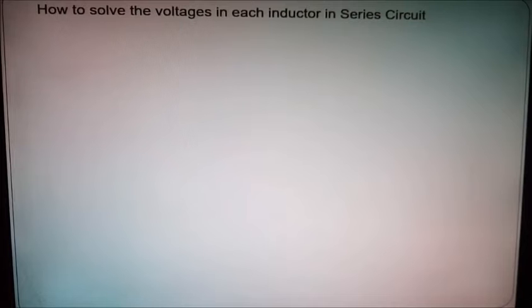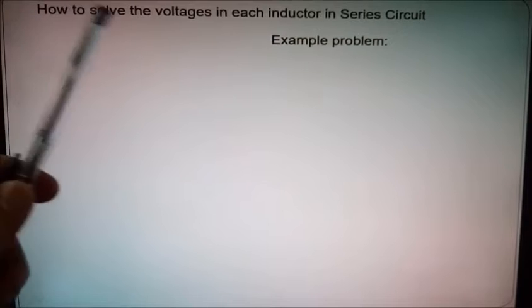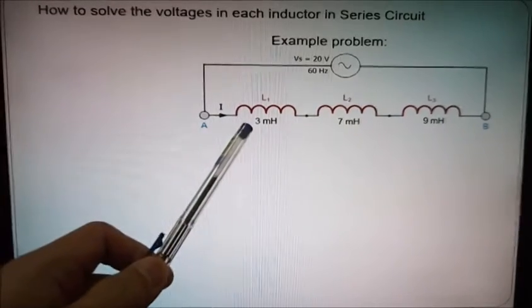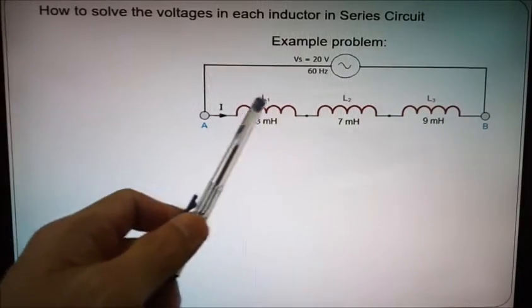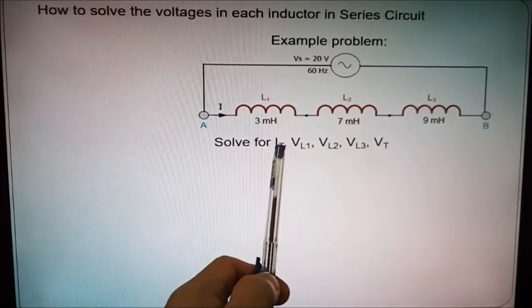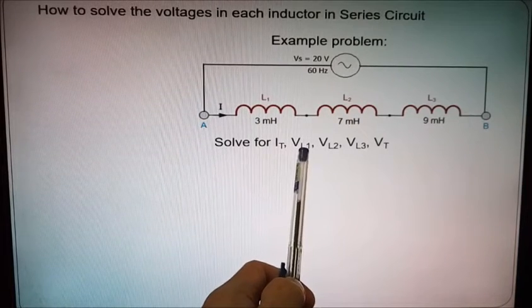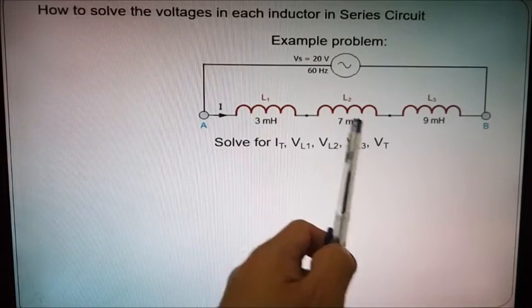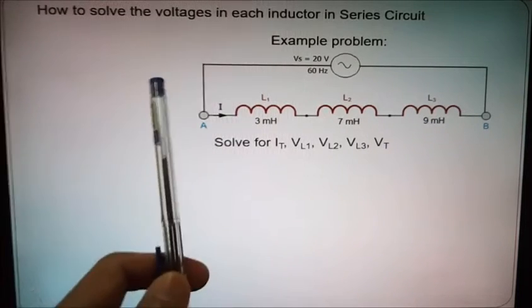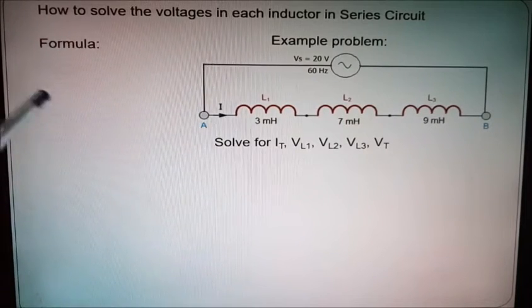Okay? So next, how to solve the voltage in each inductor in a series circuit. We are going to apply Ohm's law for this question. The same problem, the same value of inductance. We are going to solve for the IT, the voltage of L1, the voltage of L2, and the voltage of L3. Then after that, we're going to solve for the total voltage.